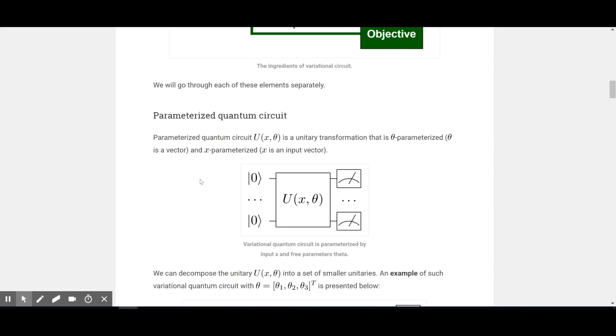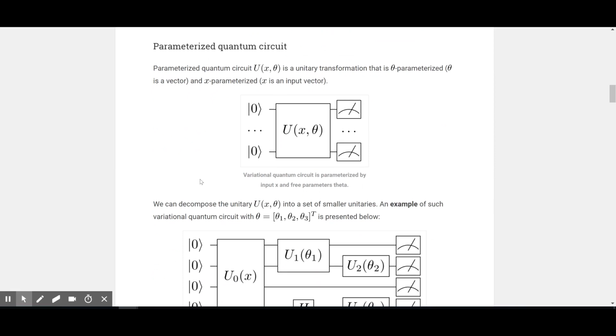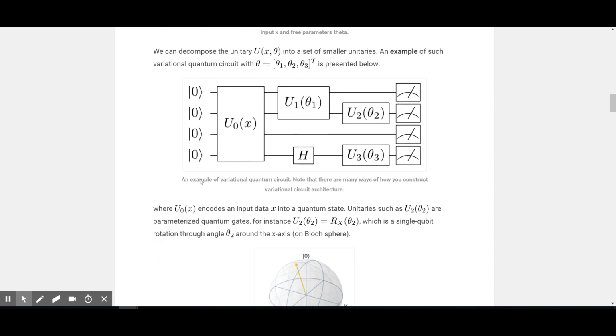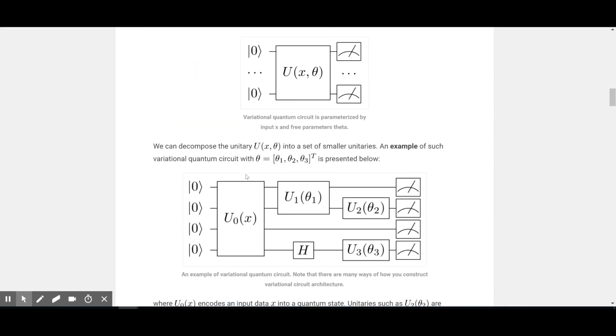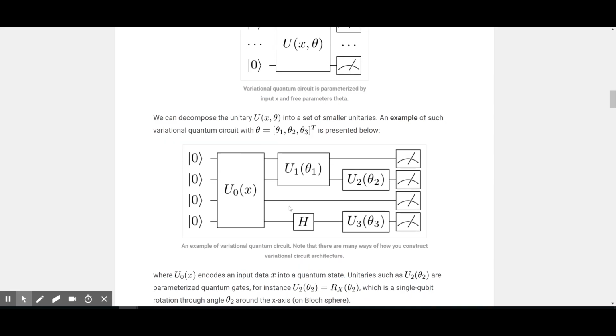I'm not going to go into the details here, but I highly recommend you check out this blog because there's quite some interesting stuff and it's pretty practical. So the parameterized circuit can decompose the unitary. So this is just an example. Okay.